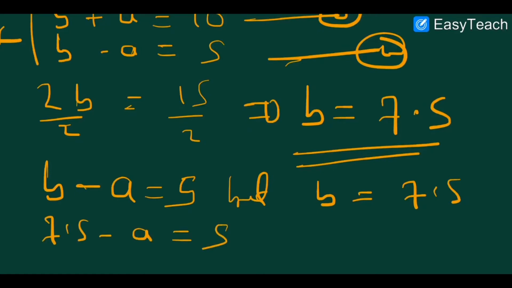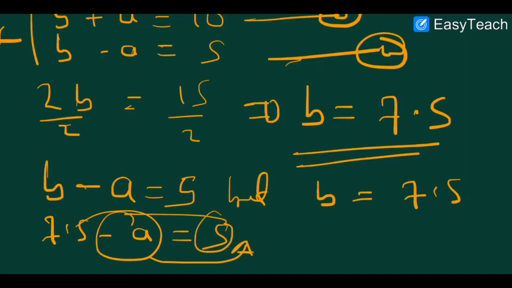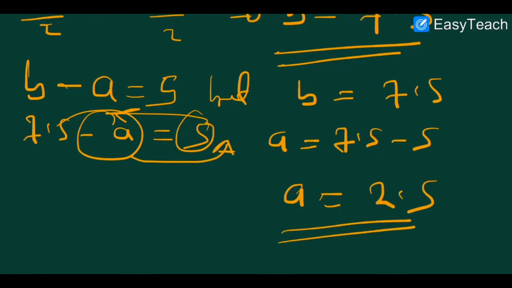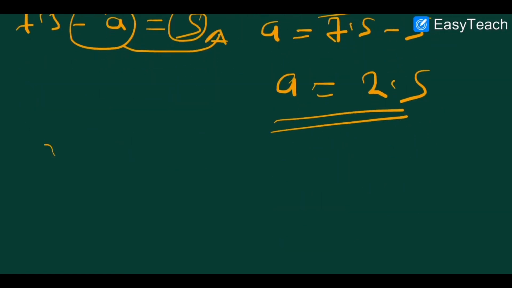Okay, I can shift this to this side and also shift this 5 to this side. Now from there, I will find that a will be equal to 7.5 minus 5. That means the value of a will be equal to 2.5. So a is 2.5 while the value of b is 7.5. So I can say a is equal to 2.5 while b equals 7.5.